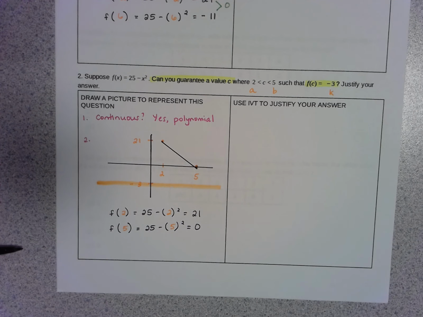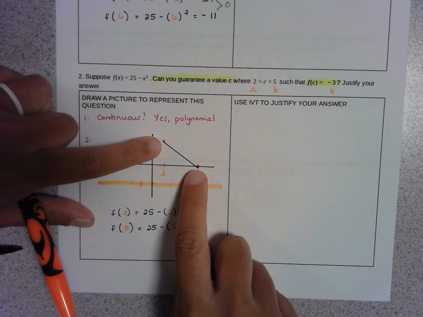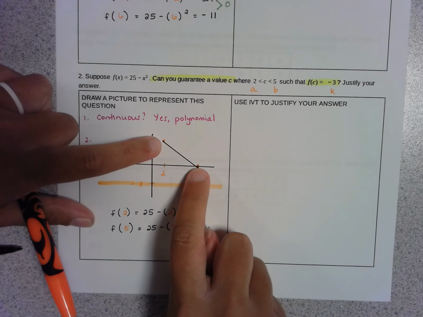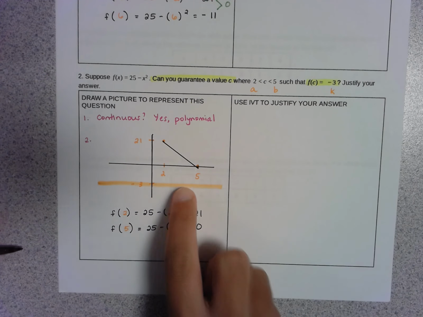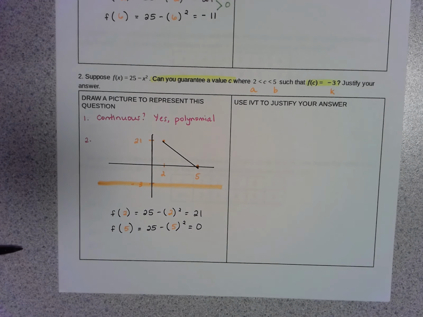Well, clearly that line is not between the y values that I have. I don't know for sure that this graph crosses this line based on the information that I have. So because of that, I would say, well, no, I can't guarantee this. So here's how we explain our reasoning when the IVT says, well, we can't make any guarantees.